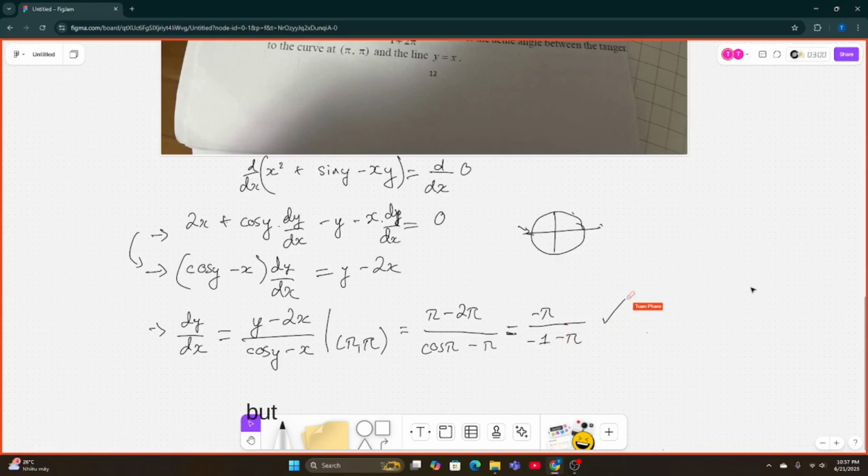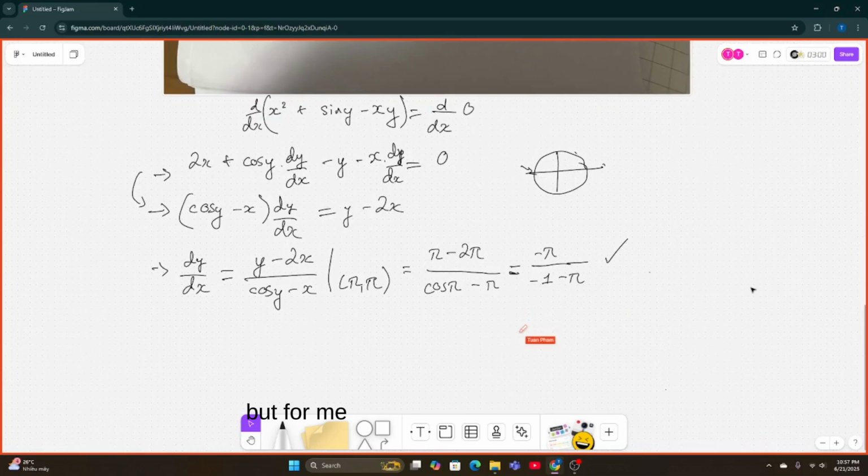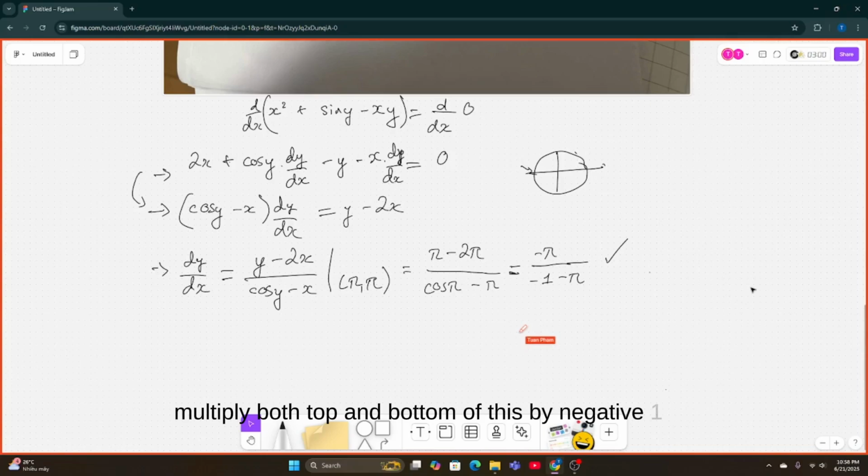Okay. But for me, I have a little bit of an OCD. So what I want is to make it look nicer. So what I'm going to do is multiply both top and bottom of this by negative 1. Then it will make everything positive, right?